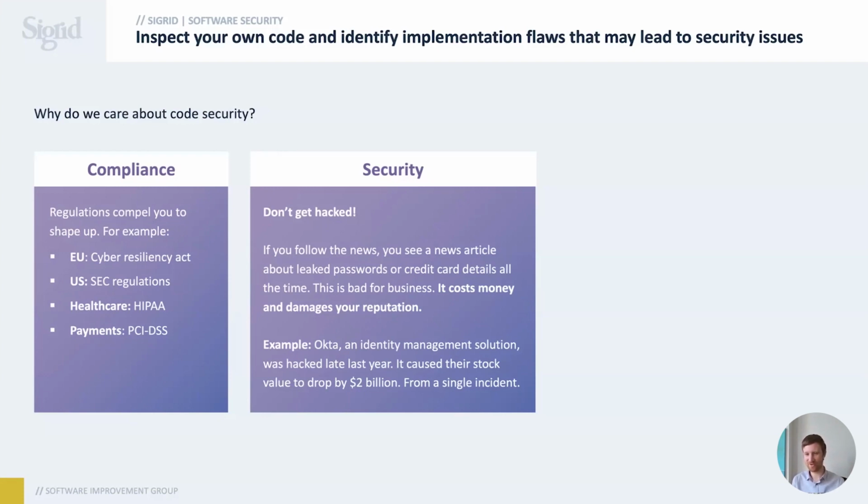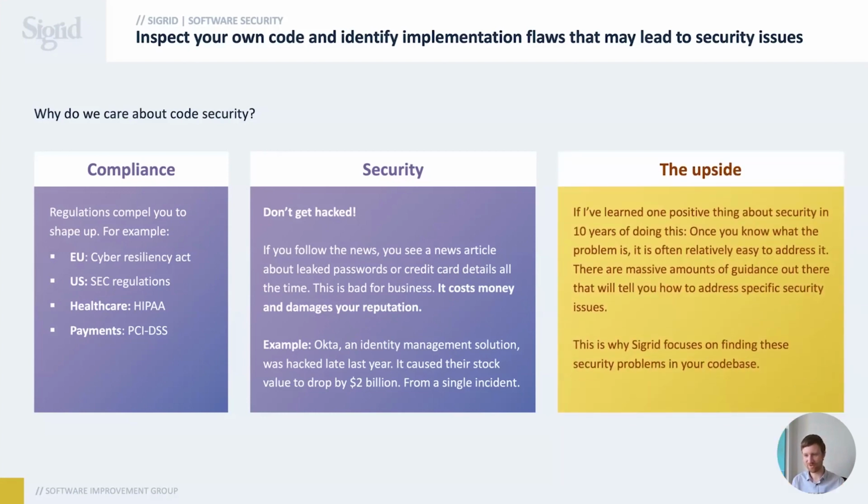I do want to say there is one upside about security. It's a very popular topic. There's a lot of information out there. I've been doing this software security thing for about 10 years. And what I find is it's hard to know what the problem is. Security is very complex. There are hundreds of things that can go wrong. Nobody knows all these hundreds of very specific security issues. But what I do find is that once you do know what the problem is, it is relatively easy in a lot of cases, not all, to address the issue.